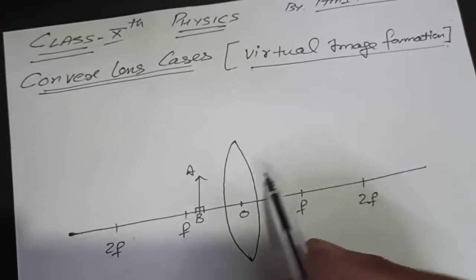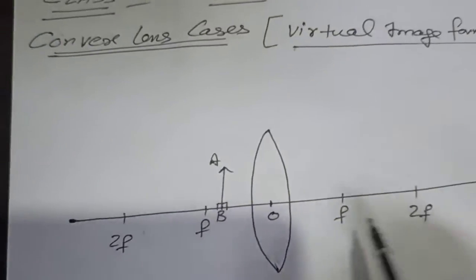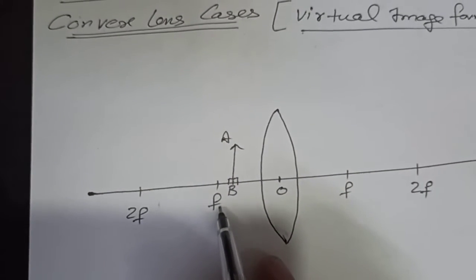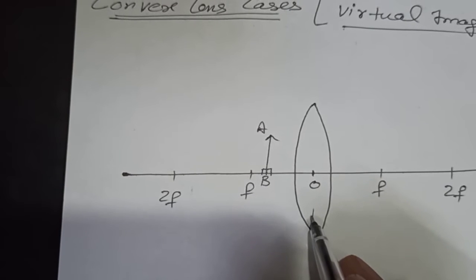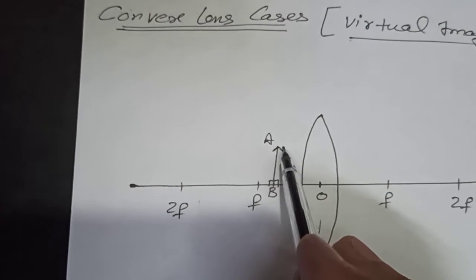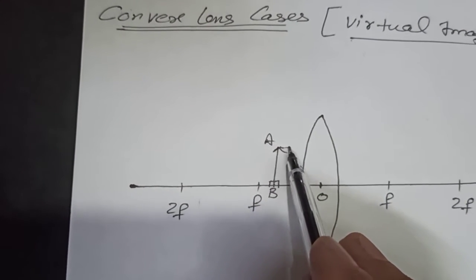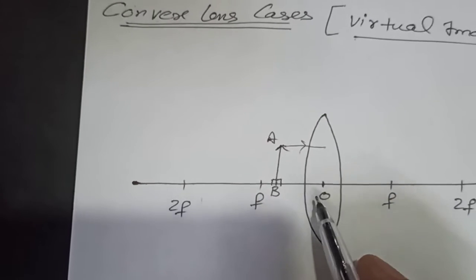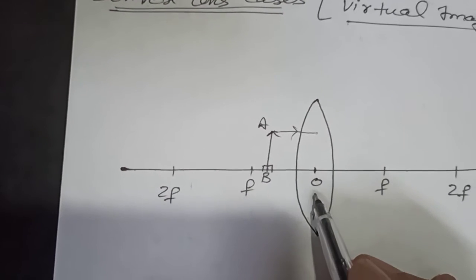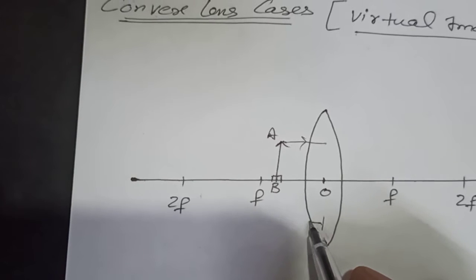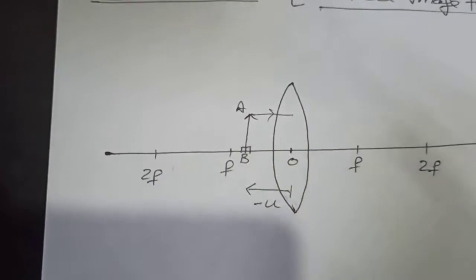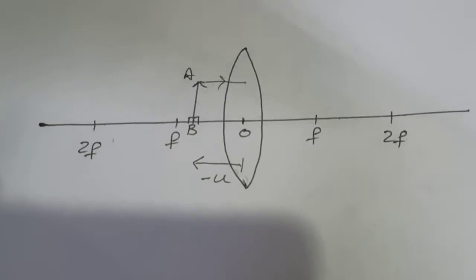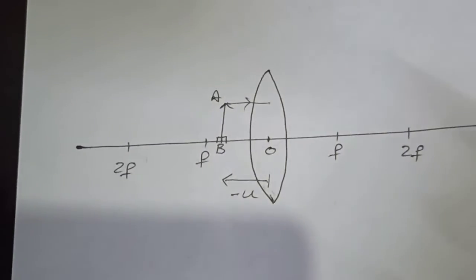So here, whenever the object is between the optical center and the focal length, first of all we will take the sign convention. For the sign convention, the rays will come in this direction and we are noting the distance from O to B in the opposite direction, so we will take minus u. So the sign convention is object distance is minus u, negative sign.